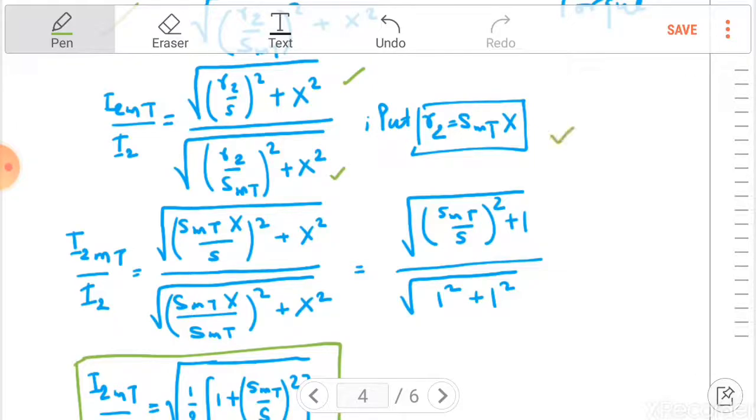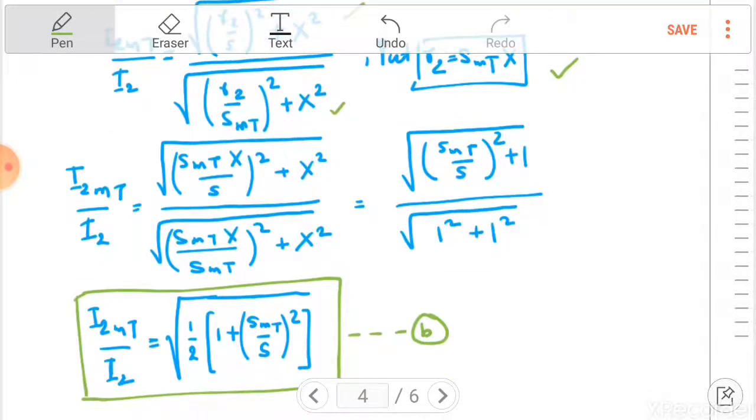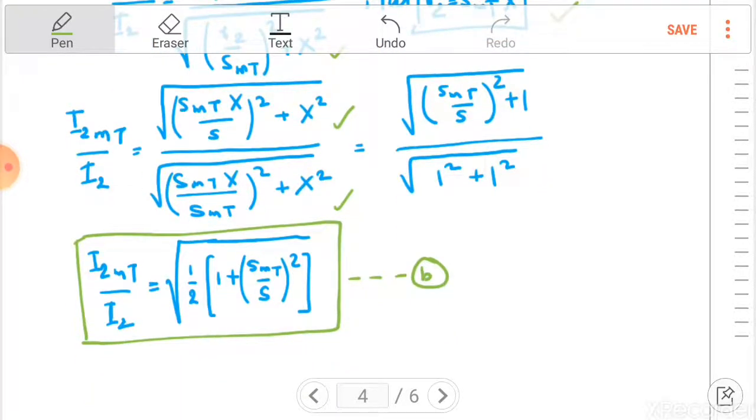Now put R2 equal to SMT multiplied by X in this equation. We get I2 maximum torque equals under root of ((SMT times X by S) whole square plus X square) divided by ((SMT times X by SMT) whole square plus X square). Simplifying it, we obtain I2 maximum torque divided by I2 equals under root of 1 by 2 times (1 plus (SMT by S) whole square). This is the derivation that we have to obtain in option number B.